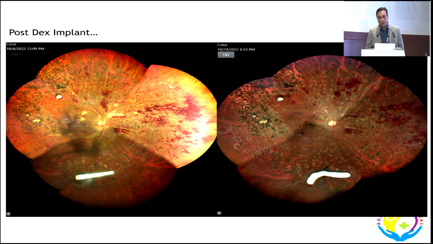Coming to inflammatory pathology, multifocal choroiditis, Ozurdex implant in place, all undilated photographs, and you can see the post-Ozurdex follow-ups. The areas of the active choroiditis have been resolved, and you can see the crumpling and the absorption of drug from the implant.